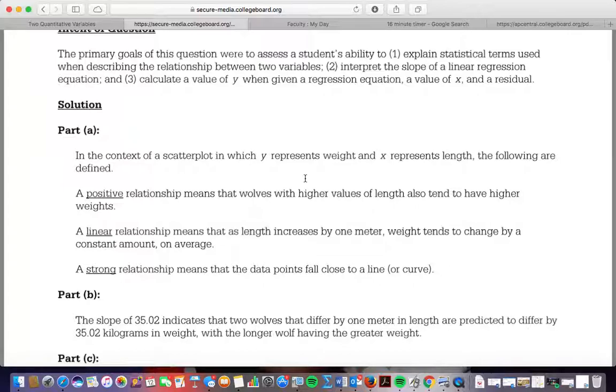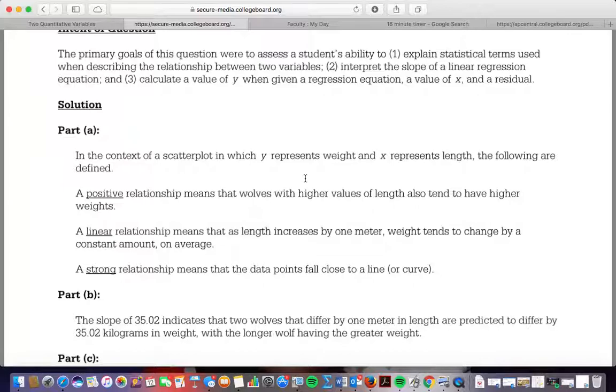As we begin, and as you write through this, make sure you can see the board so that you can also know how this is graded. This is not my rubric. This is straight from the FRQ committee, the AP exam committee that created this. This is how you would be graded on this. So let's look at it. Part A. It provides the solution, then I'll go through how it was graded. Part A needed to say something along the lines of that a positive relationship means that wolves with higher values of length tend to have higher weights.